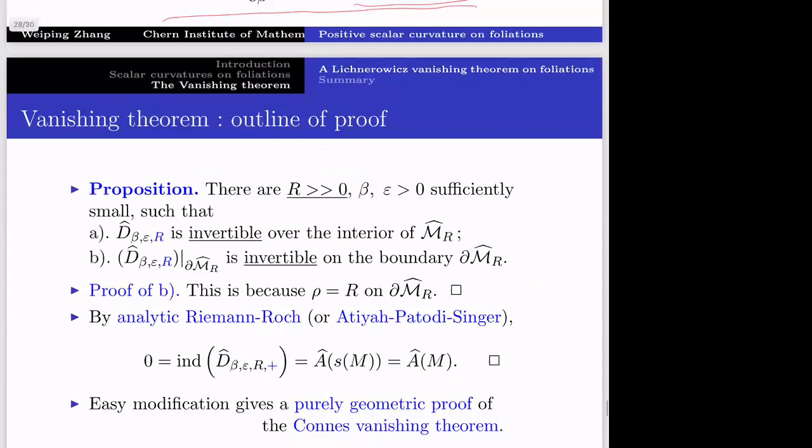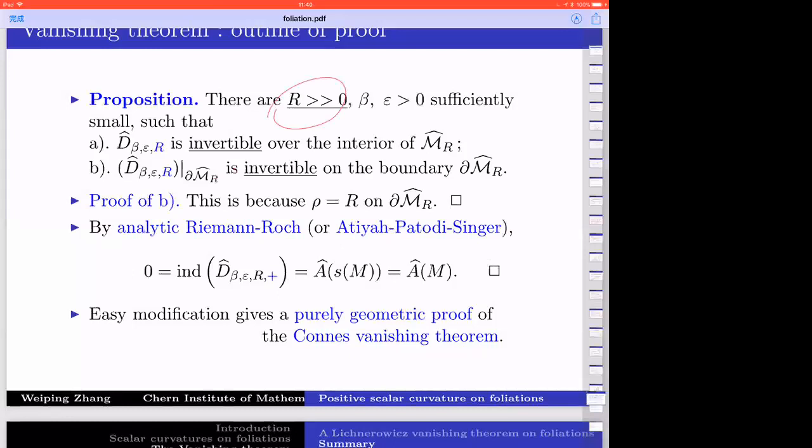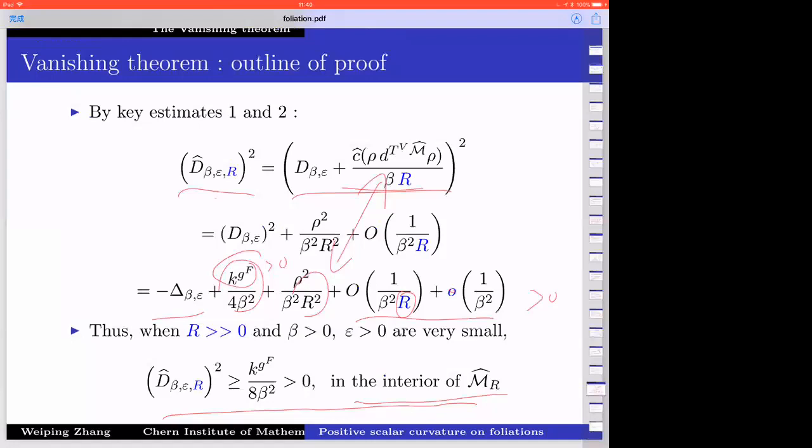Then our proposition is that when R is large and beta epsilon small, just as I indicated, you get an invertible operator in the interior. On the other hand, the operator induced on the restricted boundary bundle is also invertible when R is sufficiently large. This can be seen as follows: if we enlarge, we have Lu equal to R here. So simply take a look around the boundary. On the boundary, we no longer have this positive scalar curvature, but we dominate this one. Lu equal to R here, this will equal 1, but there is 1 over R. When R is large, this one can dominate this one. So naively, you still get an invertible operator.